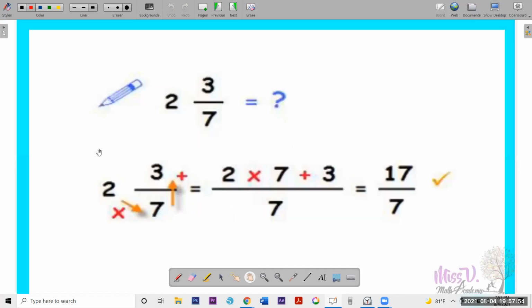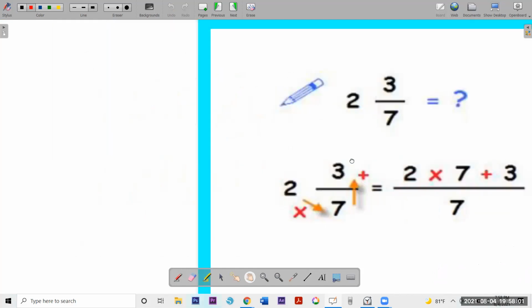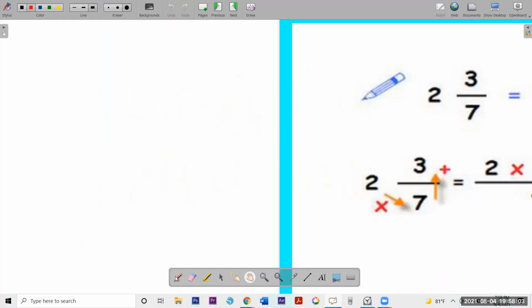All right, so let's go. How do we change from a mixed fraction to an improper fraction? So we're not going to even look at that example. Let's look at it here. 2 and 3 over 7. And this is how I do it. I like to circle and do like a cycle of operations.